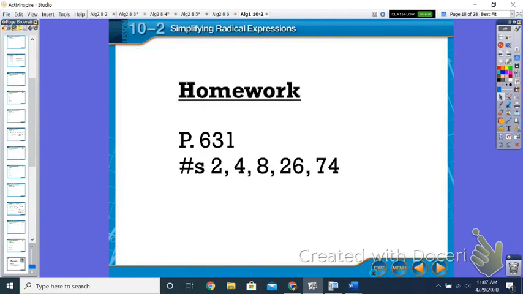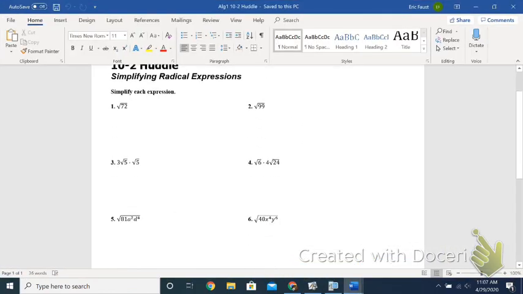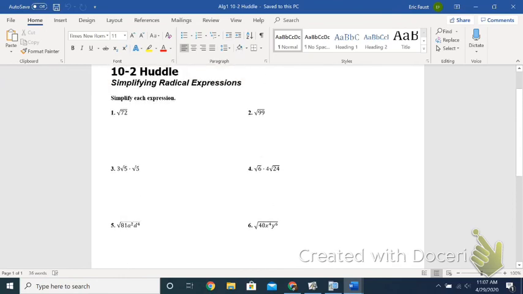There's your homework. Let's jump over to the huddle. And you're going to do numbers 1 to 6 on here. So pause the video, give those a try. And here are the answers. Number 1 is 6 square root 2. 2 is 3 square root 11. 3 is just 15. 4 is 48. 5 is 9ad squared. 6 is 2x squared y cubed square root 10.